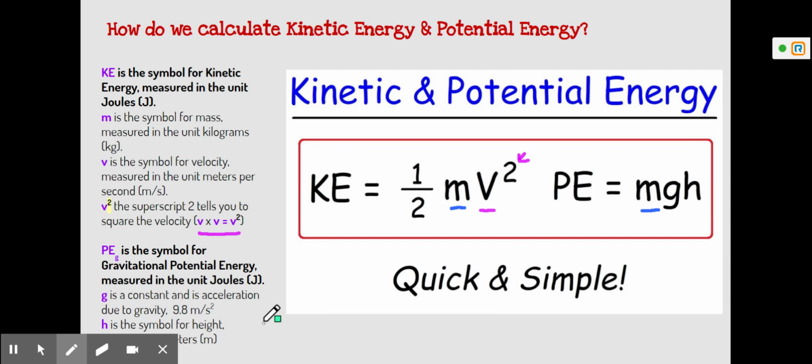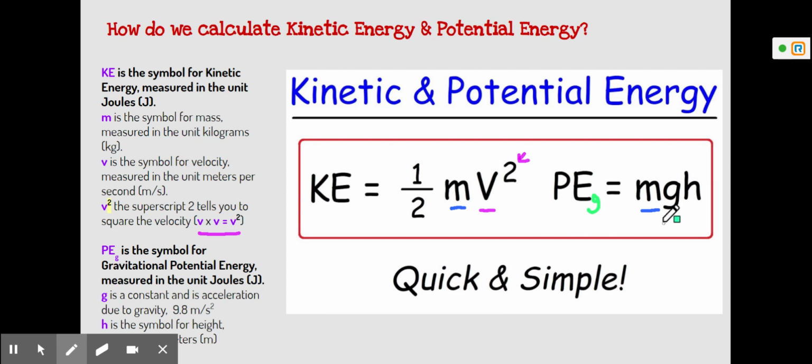PE is the symbol for potential energy. PE with a little g, subscript g, is the symbol for gravitational potential energy. Sometimes you see that little g there, and sometimes it's dropped. Gravitational potential energy is measured in the unit joules. Joules is the metric unit energy is measured in.